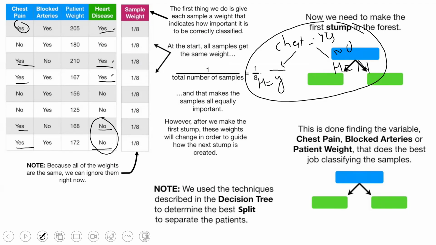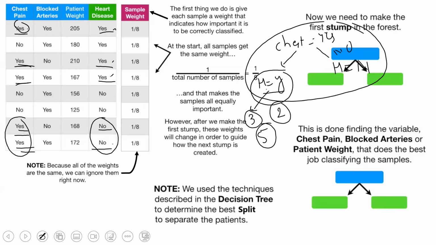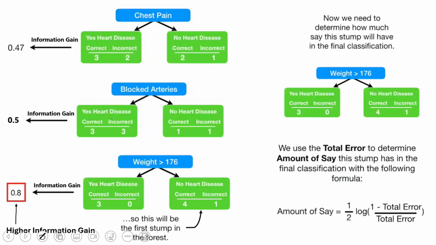In this case, when chest pain is equal to yes, I'm predicting the patient has heart disease. But out of 5 patients that fall into this particular leaf, only 3 predictions are right, 2 predictions are wrong, right? Because only 3 patients have heart disease, and 2 patients don't have heart disease, even though chest pain is yes for them, heart disease is no. That is how you come up with this. So the correct is 3 and the incorrect is 2.